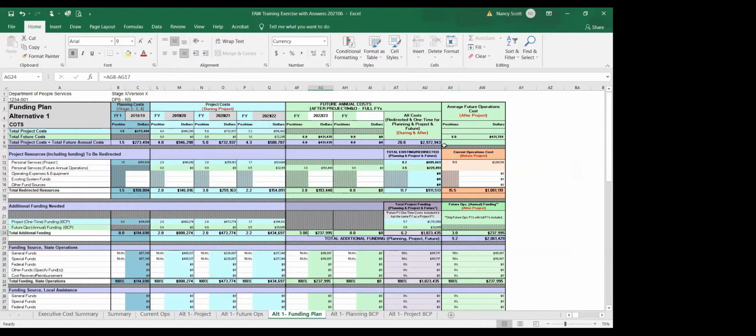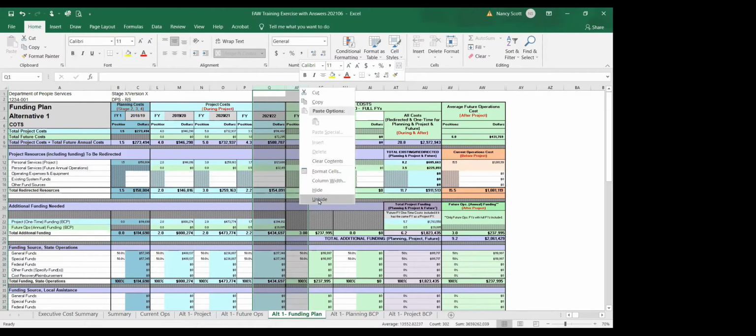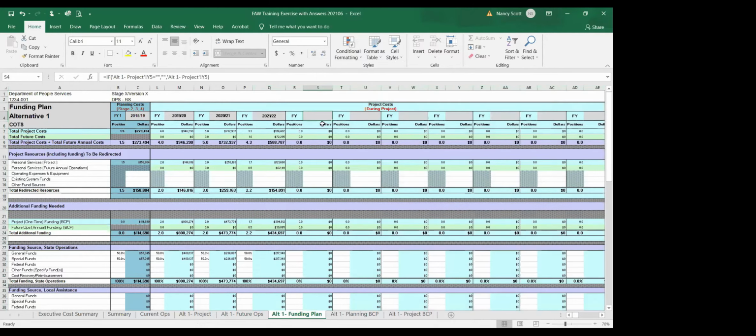And so one thing on the alt fund, on the funding plan, a couple things I want to bring up. It automatically is tied to the alternative one project. So any information here is going to come from alt one project or alt one future ops. It also would have the ability to, if there had been more years listed under the project.